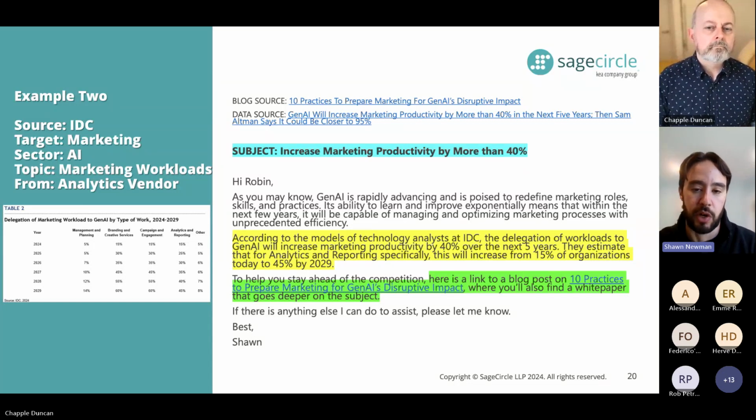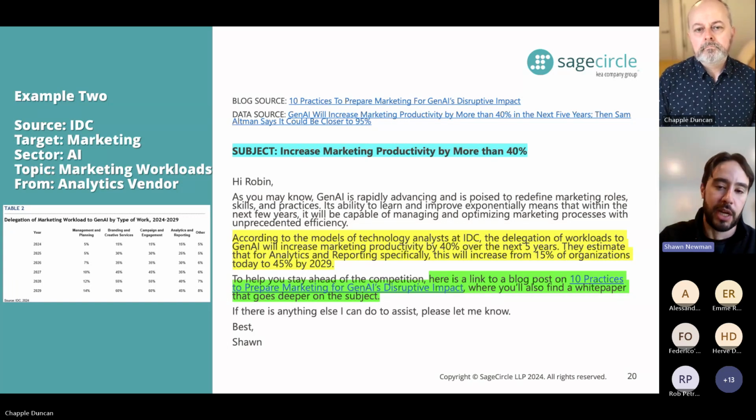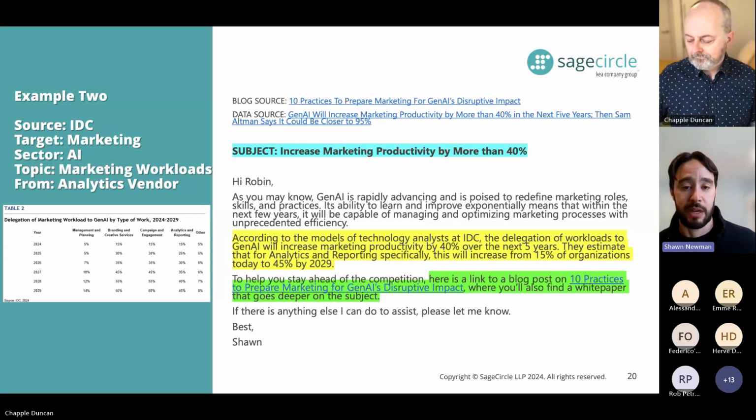And here's talking about marketing, increased marketing productivity by more than 40% from a CMO or in marketing ops. That's something that's going to catch my attention. Gen AI is obviously a topic everyone's talking about. IDC in particular, if you were just at Directions, it was probably the number one topic talked about at Directions.